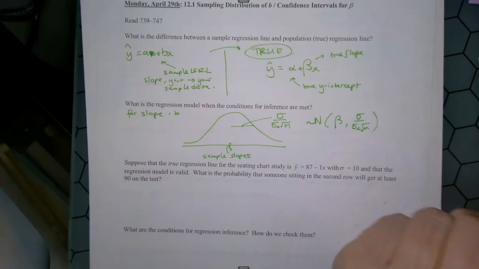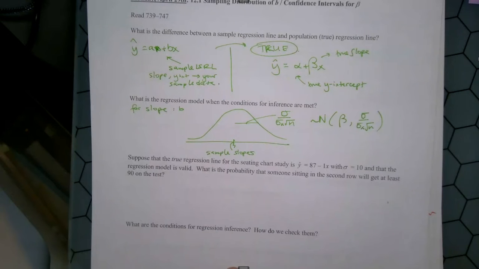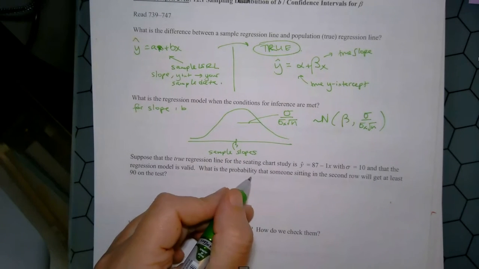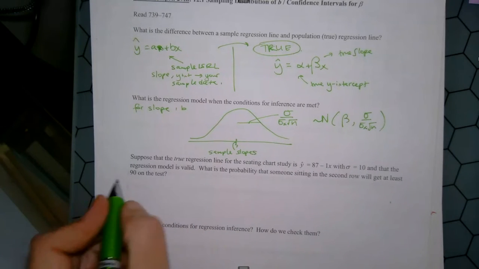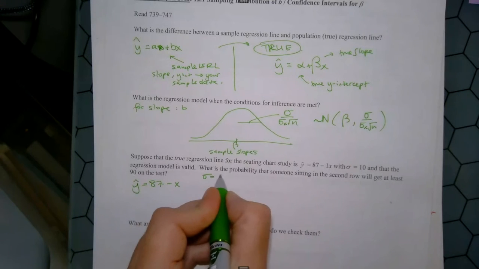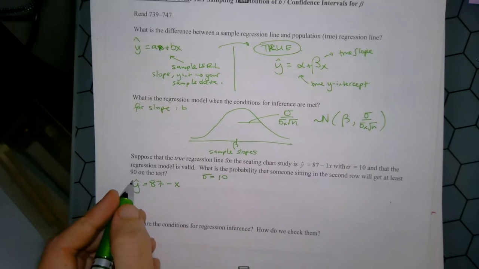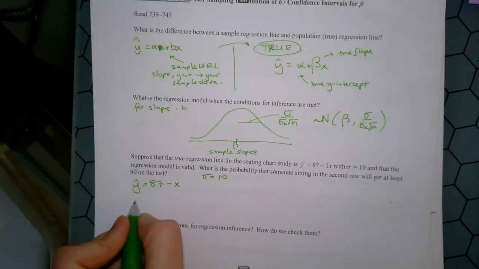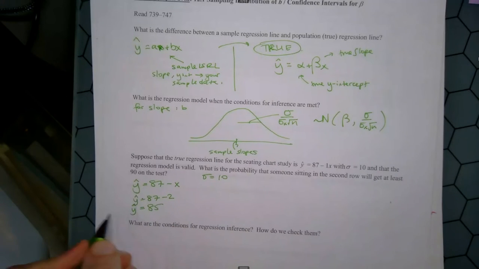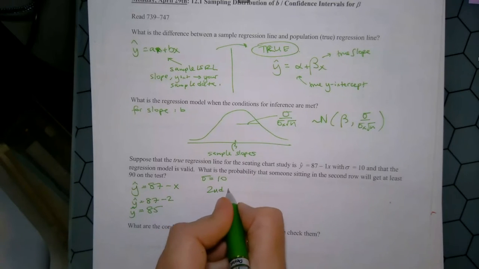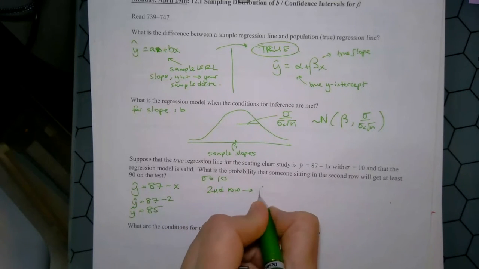Suppose the true regression line for the seating chart study that we just looked at is this, and that the regression model is valid. What is the probability that somebody sitting in the second row will get at least 90 on the test? Okay, so we have our equation. Somebody sitting in the second row, so that's the x. If someone's sitting in the second row, their prediction is broadly speaking 85. Okay, so second row prediction, predicted to get an 85.